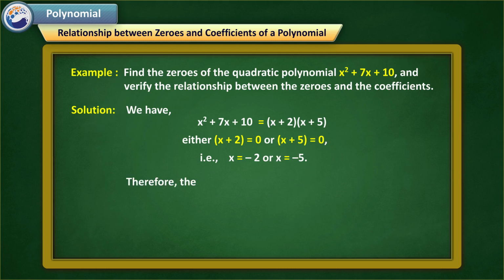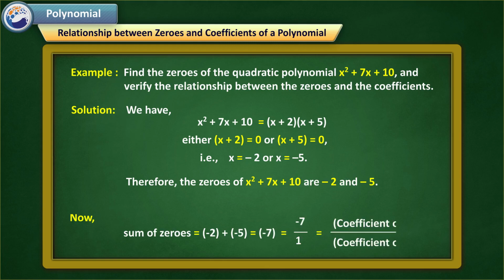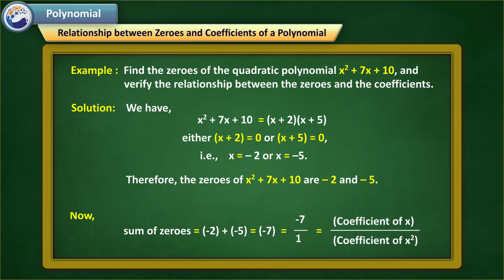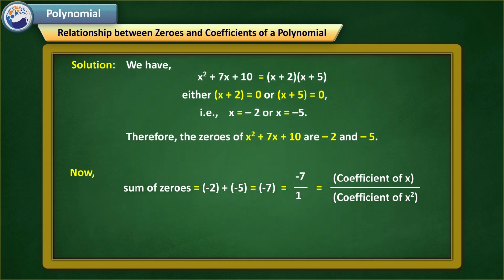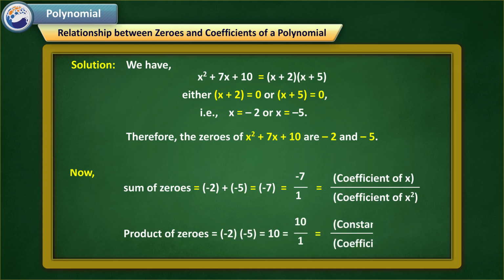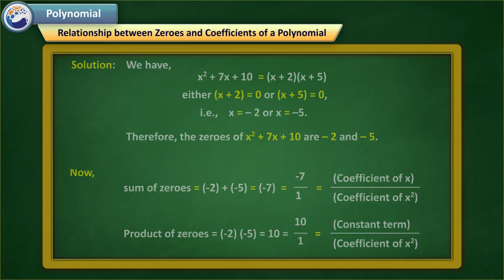Therefore, the zeros of x squared plus 7x plus 10 are minus 2 and minus 5. Now, sum of zeros is equal to minus 2 plus minus 5, which is equal to minus 7, which is equal to minus 7 upon 1, which is equal to minus coefficient of x upon coefficient of x squared. Product of zeros is equal to minus 2 into minus 5, which is equal to 10, which is equal to 10 upon 1, which is equal to constant term upon coefficient of x squared.